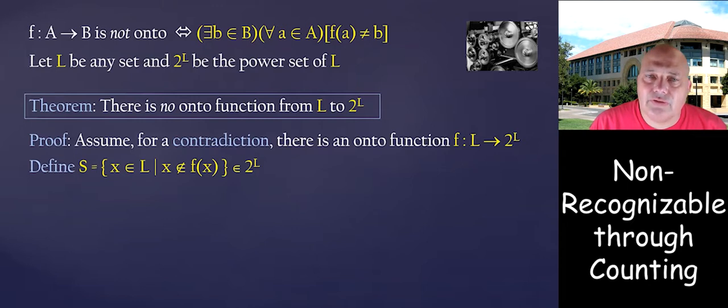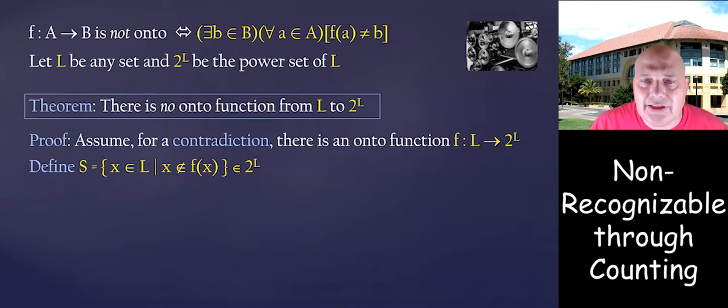So for every x, there is a set f of x. Given a set and an element, we can ask whether the element is in the set. So it's legitimate to ask if x is in f of x. And we want to define a set that contains all the x's that are not in f of x. This is a set over elements in L.